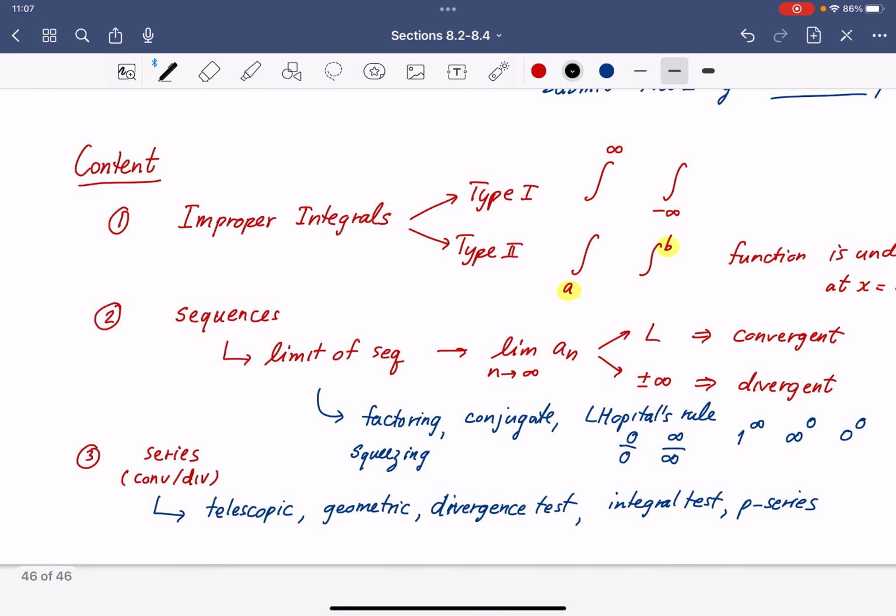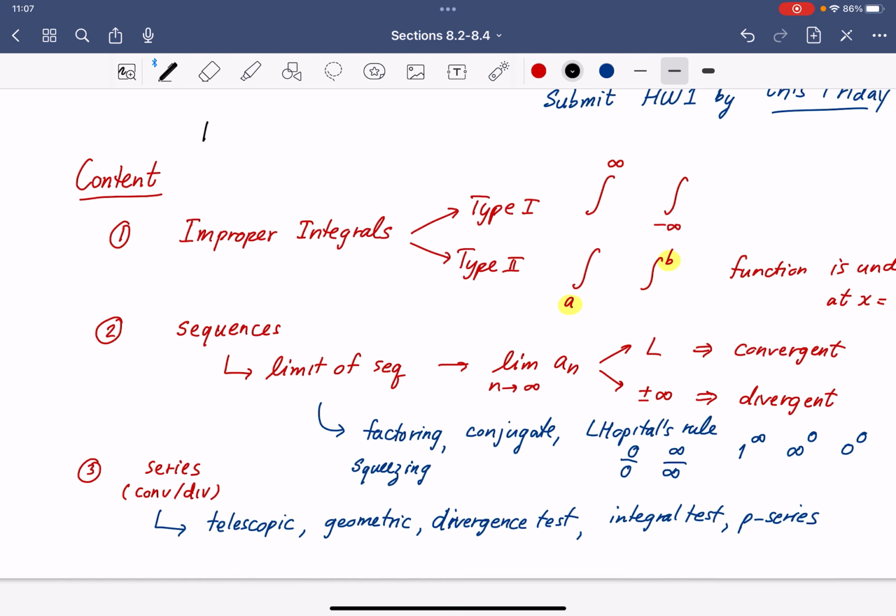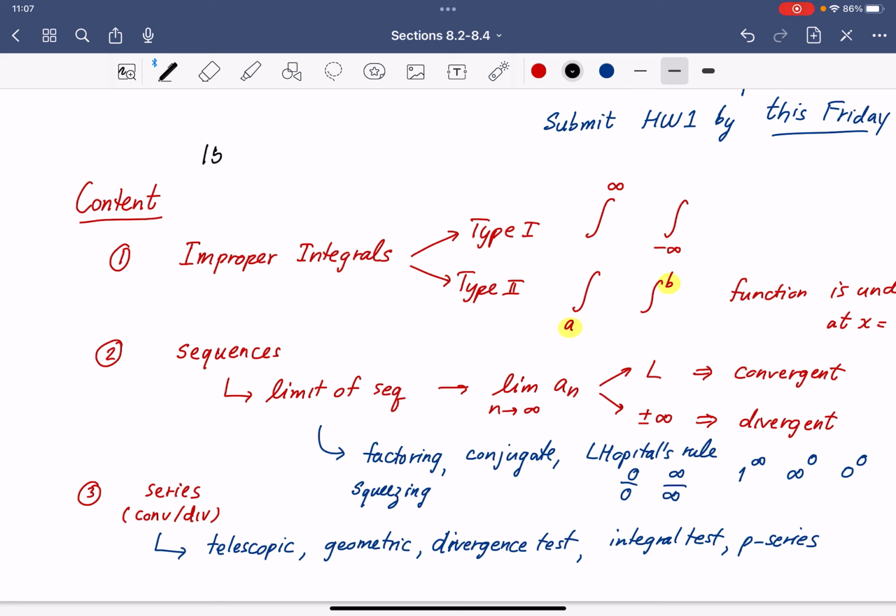If you follow the handout, you should be good for exam 1. This is 15% of your grade. I would say this should be about 5% for the sequence, this should be about 4%, and this should be about 6%. So it's a total of 15%.